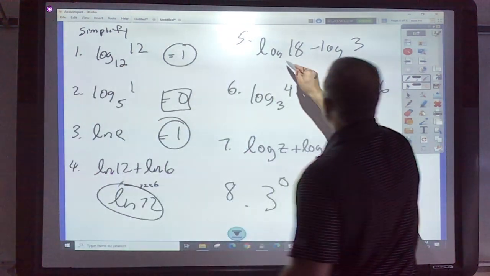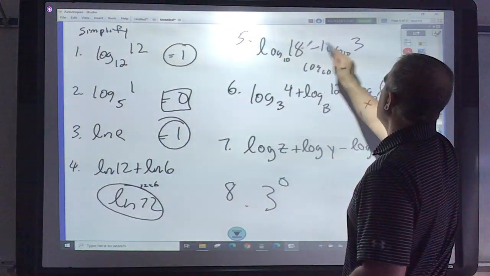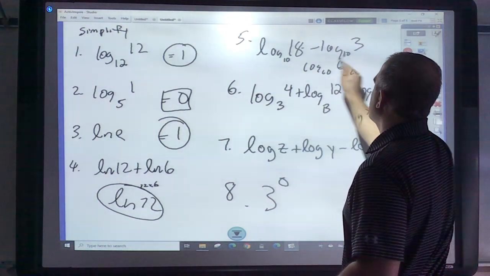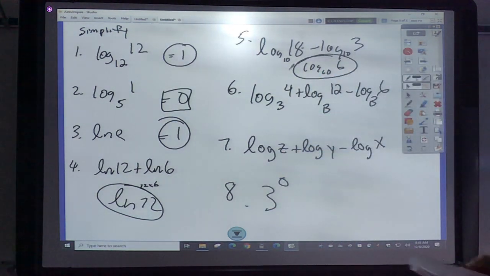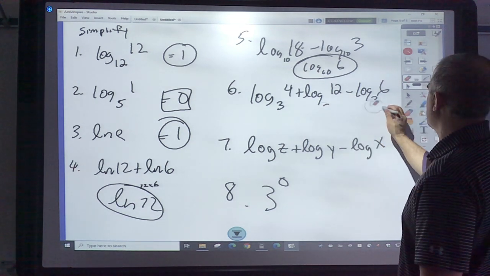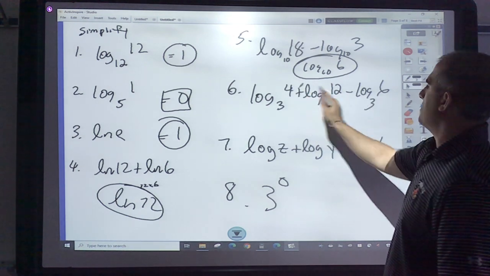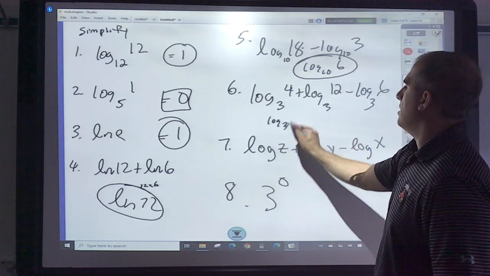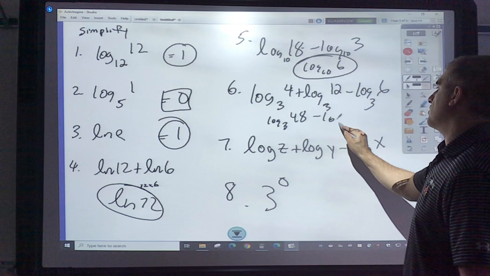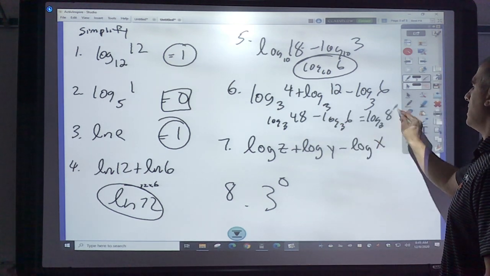We know that subtraction, this is base 10, so I've got log base 10 of 18 divided by 3, which would be 6. This one I'm going to do, looks like a crummy 3 there. So I would do multiplication first, so it'd be log base 3 of 48, minus log base 3 of 6, then I would do division, log base 3 of 8.